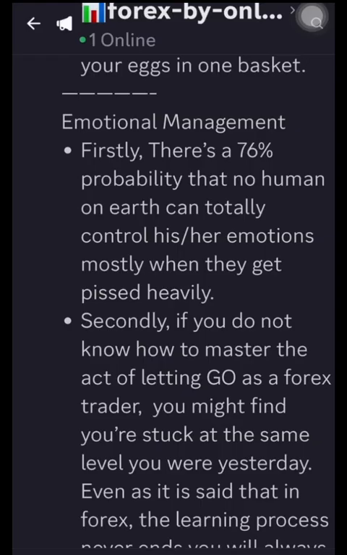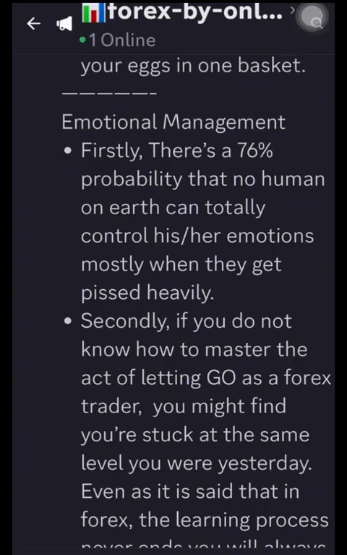mostly when they get pissed heavily. So anything that you are facing, I'll advise that you should leave it aside from forex. Once you start trading, forex is just another mindset. You have to pick up from where you stopped so that you can unlock a new high, because every day you are 1% better than the previous day.